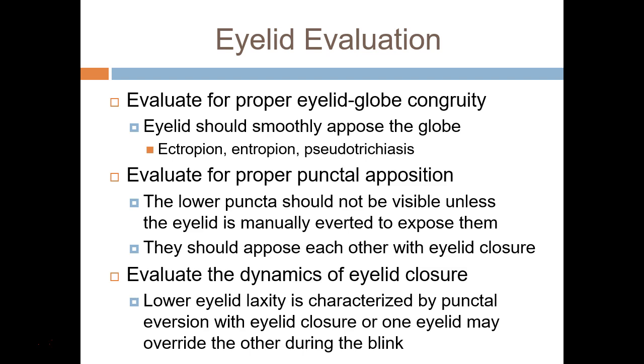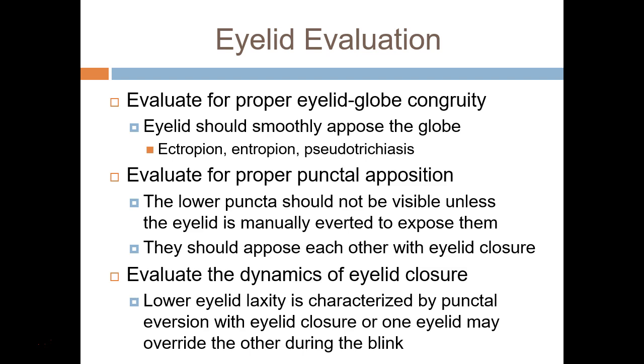The lower punctum should not be visible. So when you're just looking at the person's eye, the lower punctum should not be visible. You should have to physically pull the eyelid down and really expose the puncta to see it. If you don't have to do that, then there's probably something wrong with the position of the puncta. And when the eyelids close, the upper and lower puncta should come together and kind of kiss each other. And if they don't, then something's wrong, and that may be the cause of the person's watering eye.